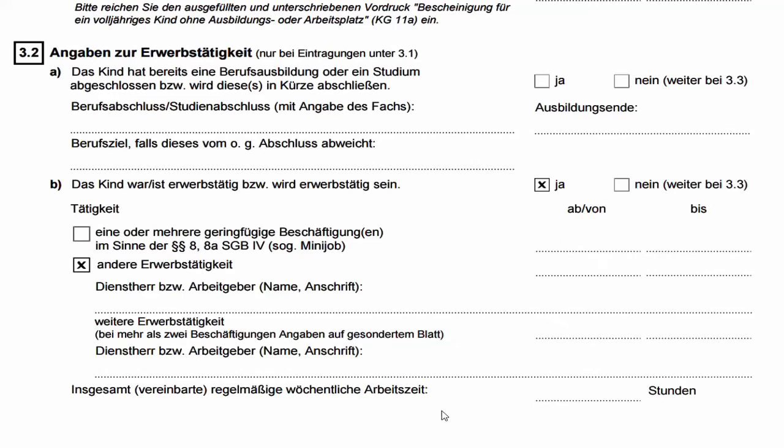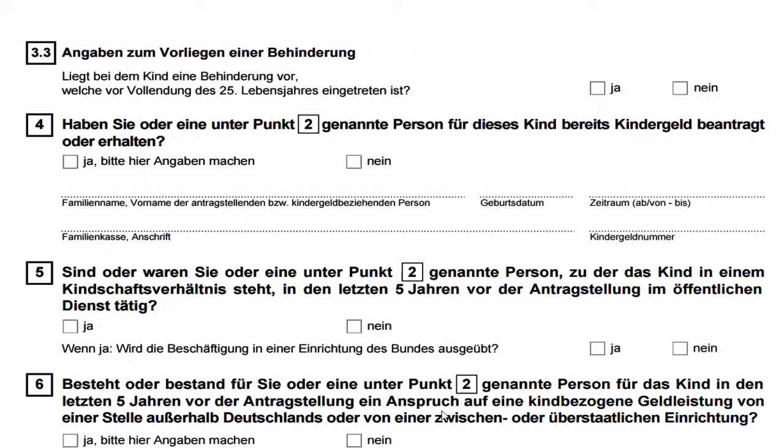In part 3.3, you provide information about whether the child has a disability or not. If this child has a disability which has occurred before the age of 25, you mark yes with a cross. If it is not the case, you mark no with a cross.